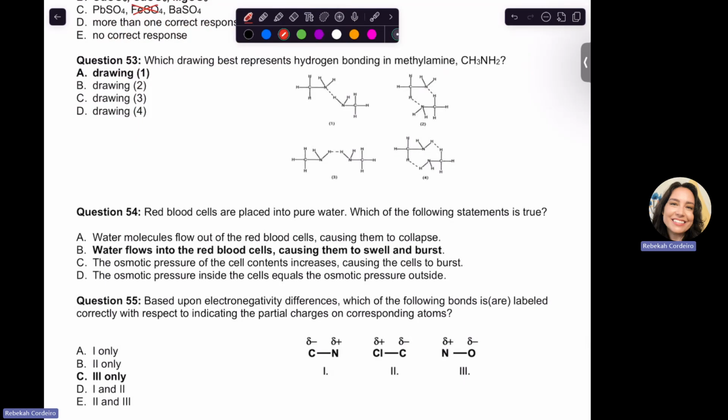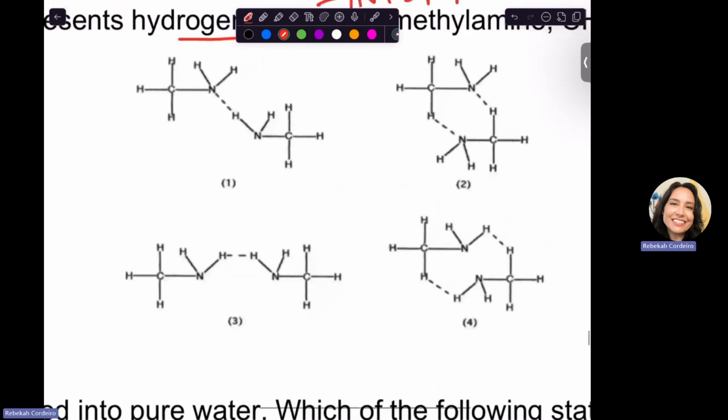Which represents hydrogen bonding? So hydrogen bonding, again, is intermolecular. So it's in between the molecules. So it would be this one. Wait, hold on. Yeah, one could be hydrogen bonding. Not this one, because this one is not. This is between the H.